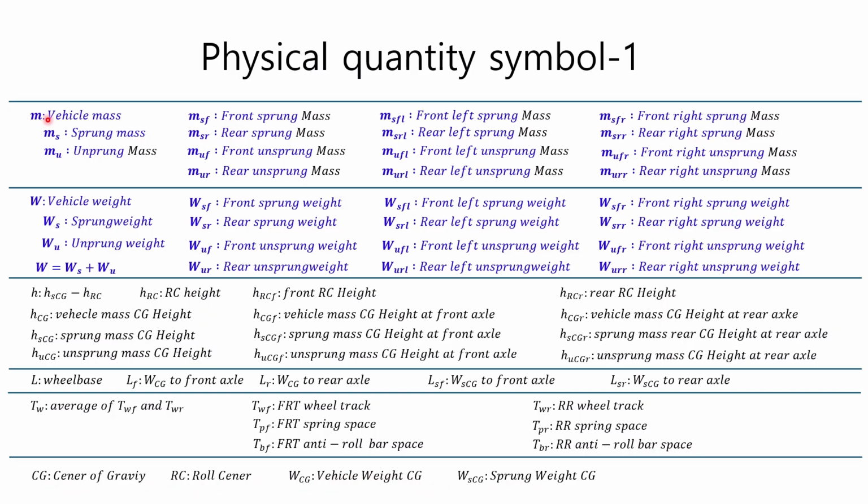The sixth row lists the full names of some abbreviations I think are necessary. M stands for mass, W stands for weight, H stands for height, L stands for longitudinal length, and T stands for transverse length. The subscript S stands for sprung mass or sprung weight, and U stands for unsprung mass or weight. P stands for spring, and B stands for anti-roll bar.